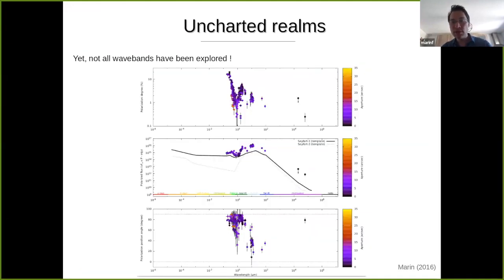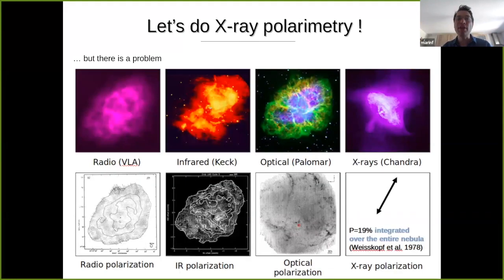The previous plot I showed you is half a century worth of observation with many different telescopes, ground-based and satellites. But there is nothing for X-ray polarimetry. In fact, X-ray polarimetry has just been achieved for one object, the Crab Nebula. You see on the top row the different total flux images of this Crab Nebula. And as you can see, from the radio to the X-rays, we see different components. As we go to higher energy, we go towards the center, and we see different structures where the emission is created. We see tori, we see ejection winds, we see shocks, and so on.